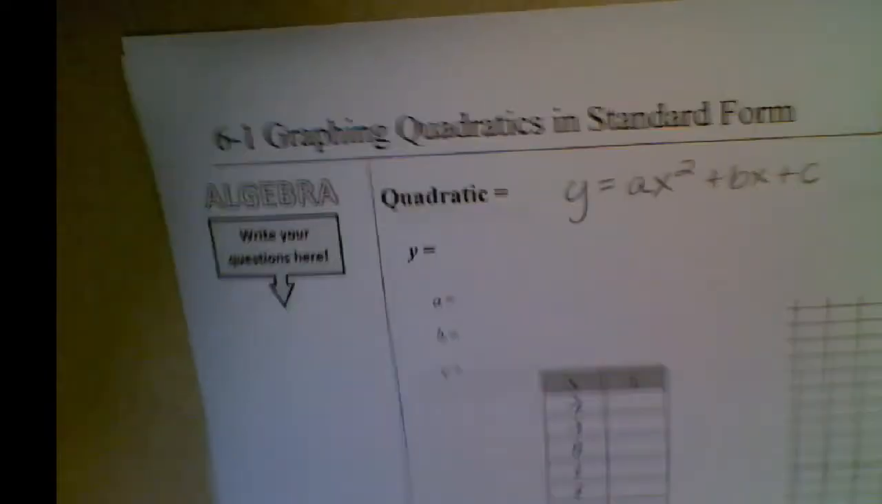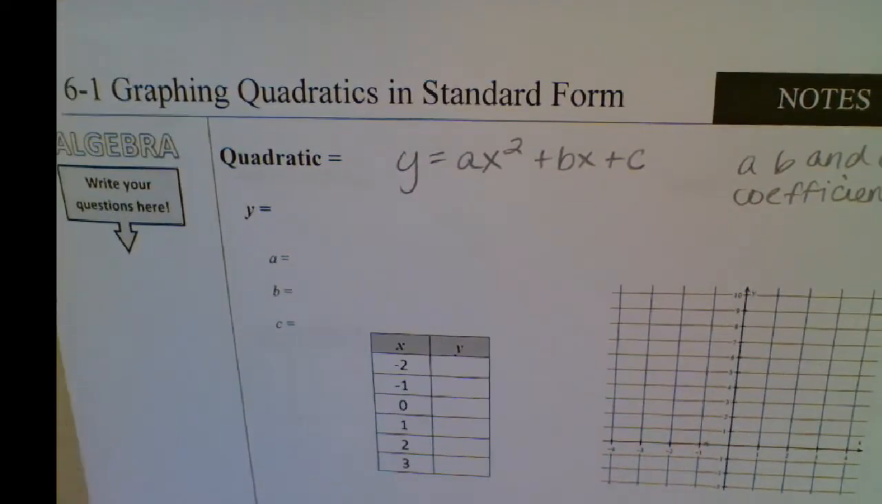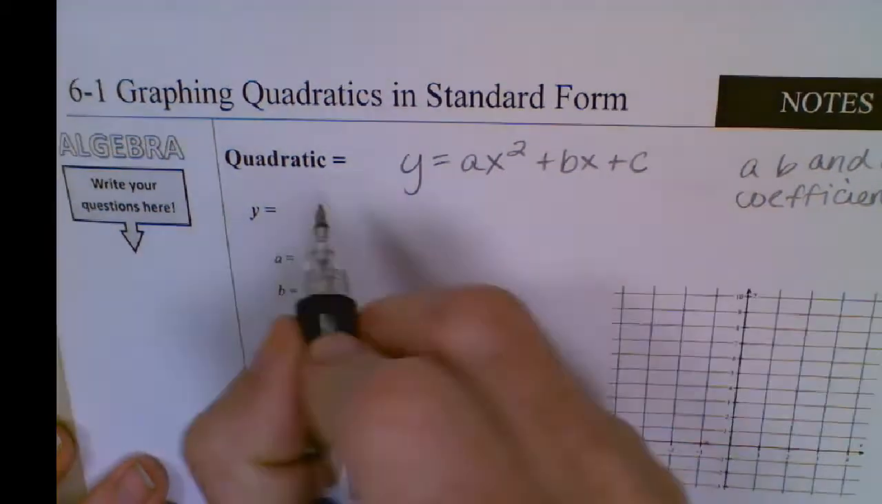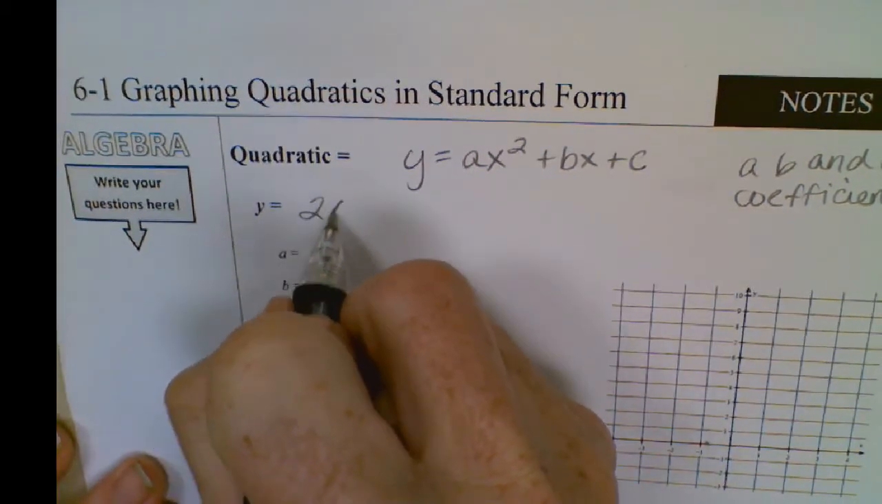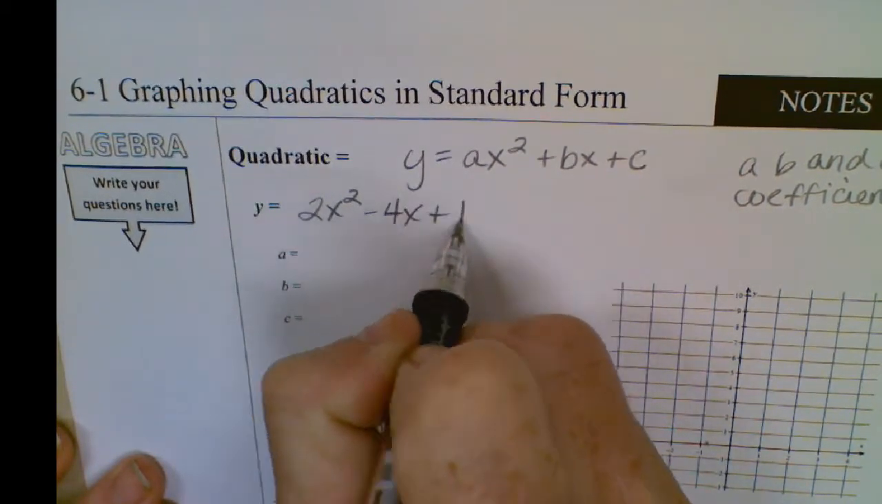We have graphed quadratics before. We're going to start by graphing some again. So this should be a little bit of review. Sorry about the bell there. So let's start with the function 2x squared minus 4x plus 1.